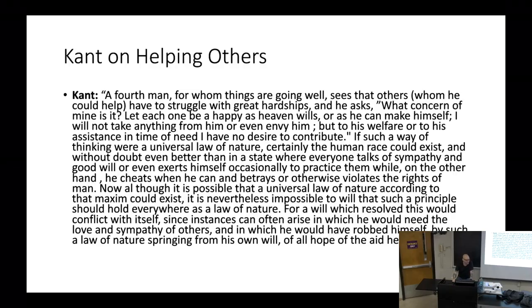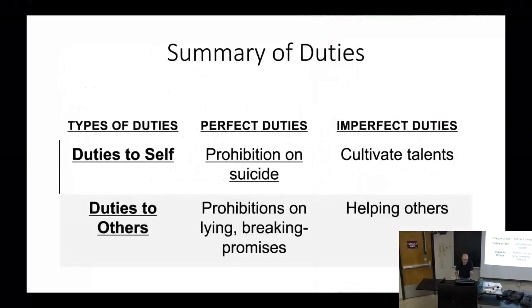You won't be helped. So, contradiction of will. You would want people to help you, but you couldn't have a life plan where that was a universal law without robbing yourself of assistance, right? So there's the contradiction in will. Perfect, imperfect duties come out of that.